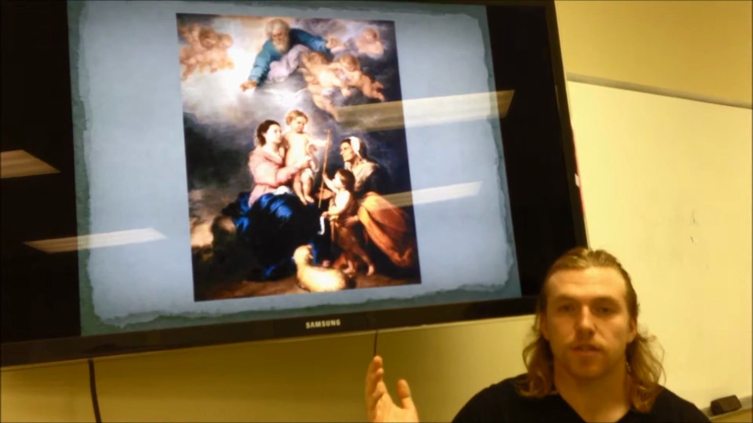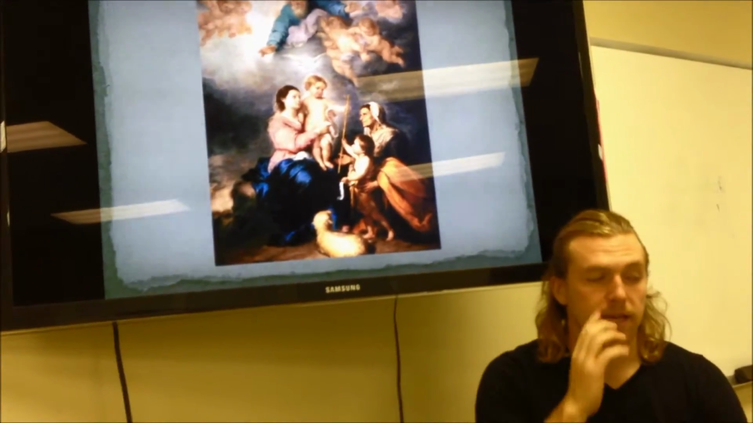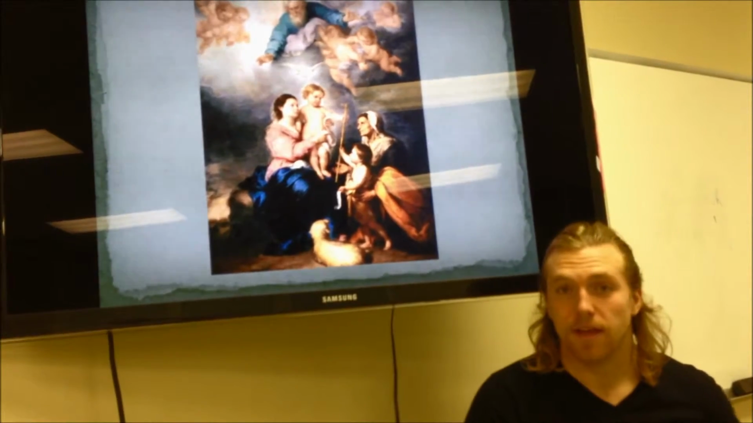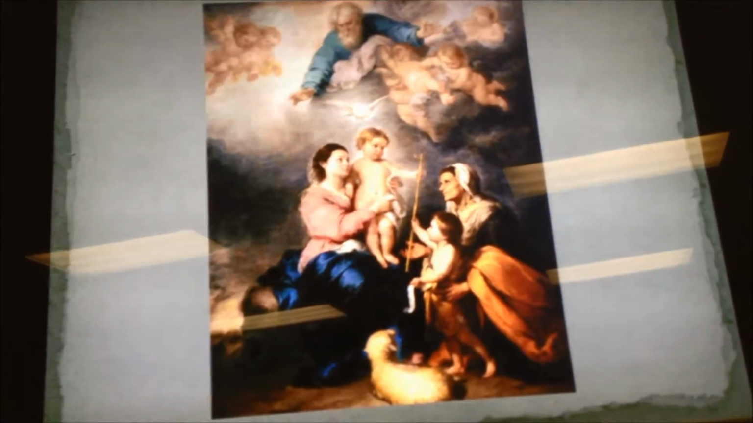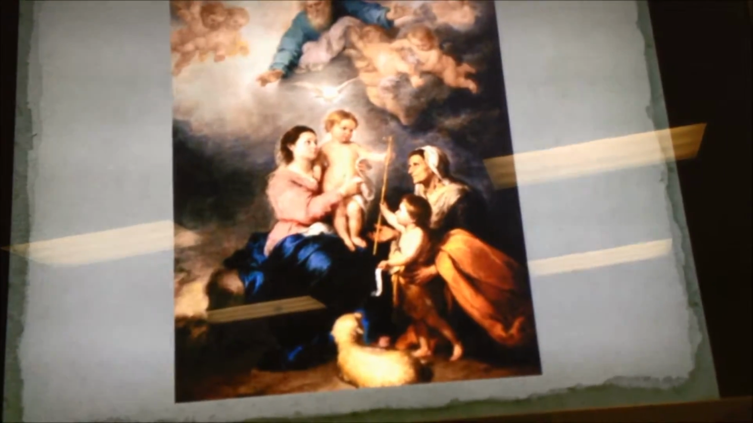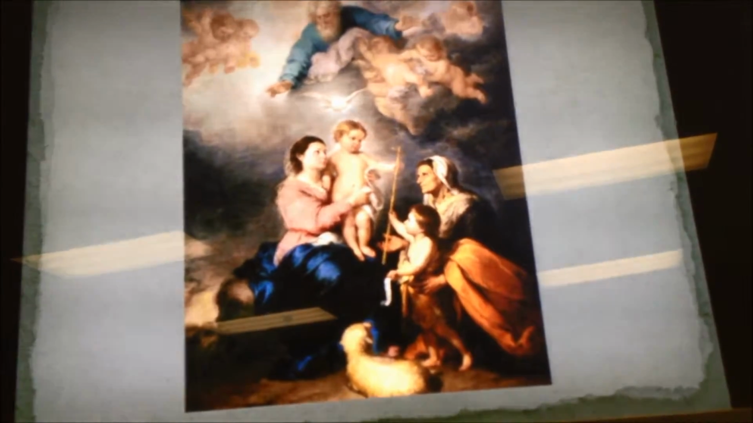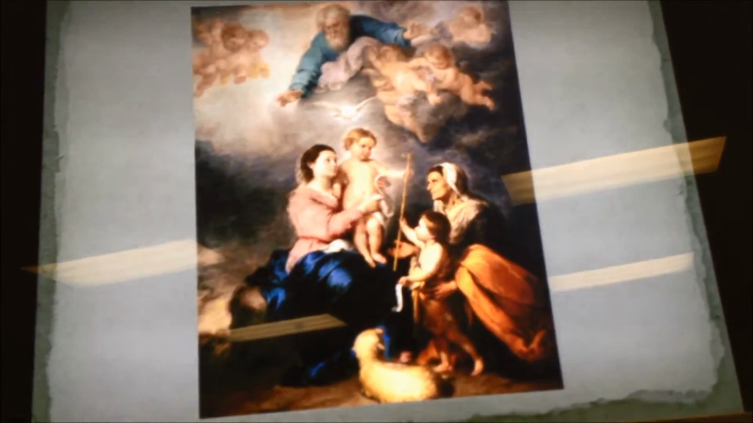This ninth piece is called The Holy Family by Bartolomé Esteban Murillo, and it was painted in 1670. As we take a closer look at this painting, you can see that there's oil on a canvas. Based on the use of clarity that portrays the drama of the painting, I would say that it is from the Baroque movement.